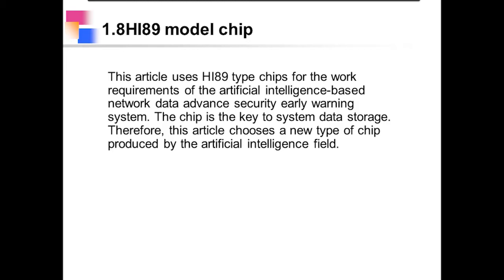Eight, HI89 module chip. This article uses HI89 type chips for the work requirements of the artificial intelligence-based network data advanced security early warning system. In addition, the core program of the HI89 chip is a GR7604 program, which has four TNC connectors with an impedance of 50 ohms and has large memory storage space, which provides a basis for broadcast audio recognition. This chip has ultra-high radio frequency processing function.